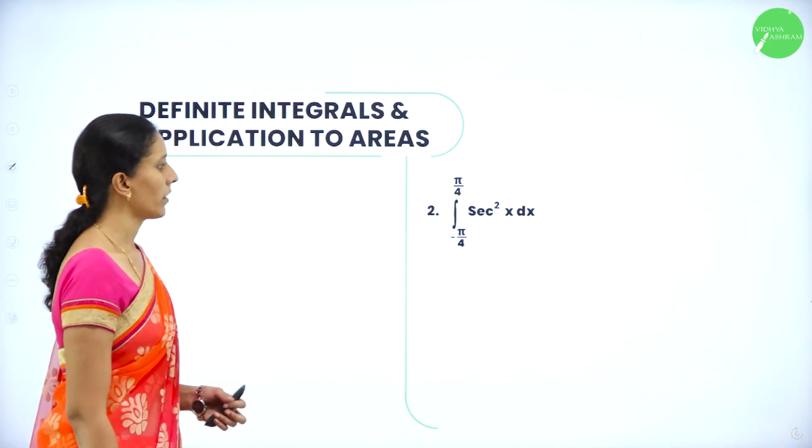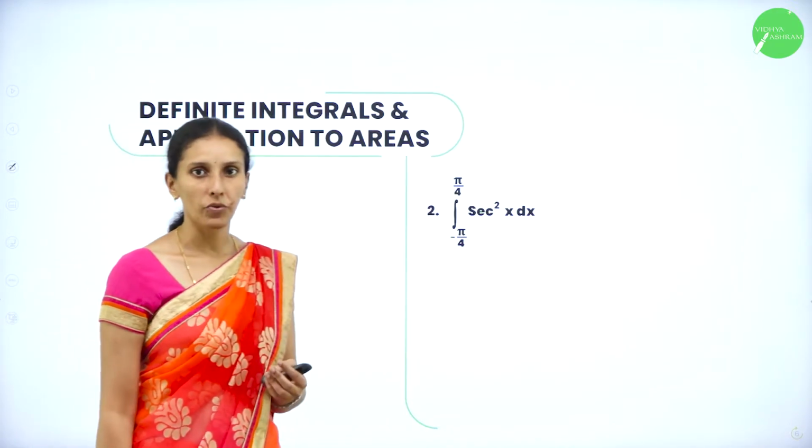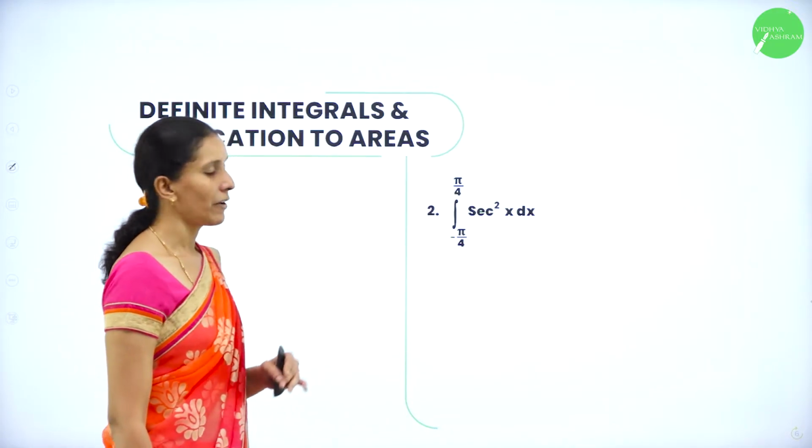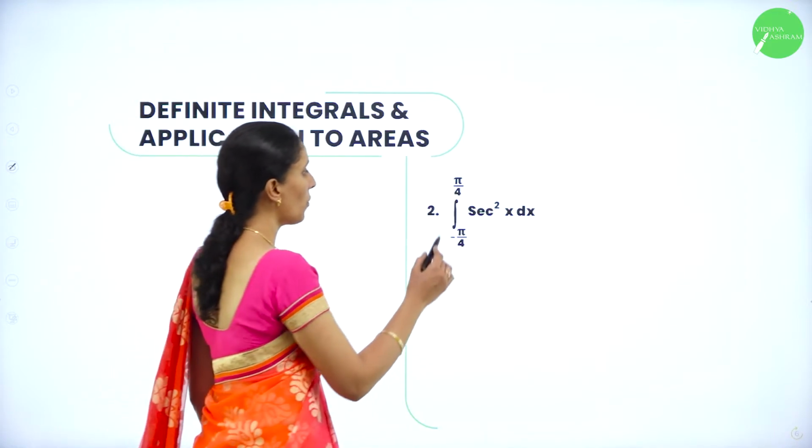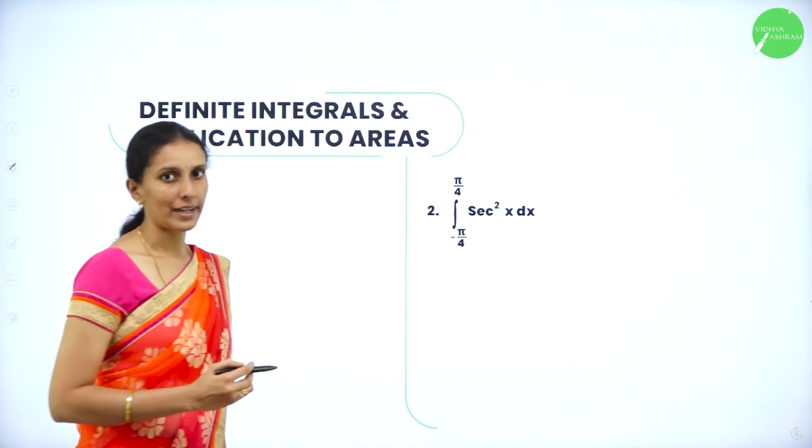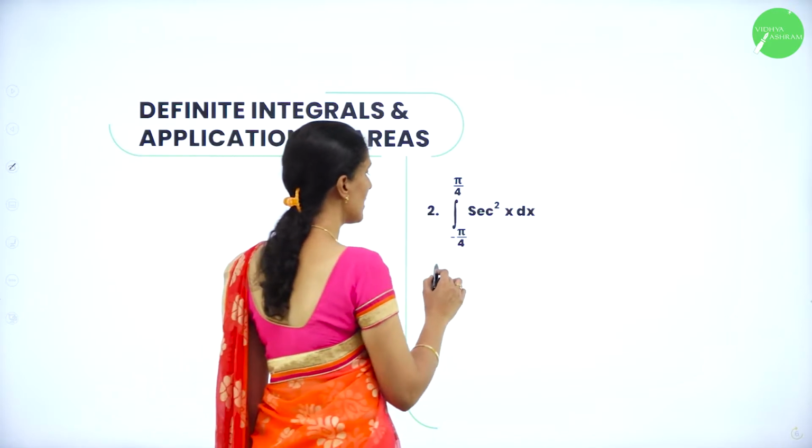Next question: integration of secant square x from minus pi by 4 to plus pi by 4. So what is integration of secant square x? Integration of secant square x is tan x.